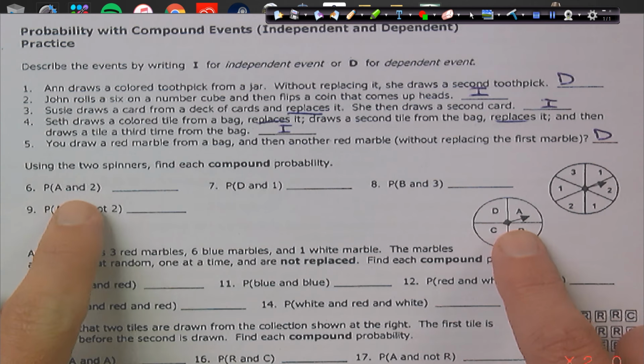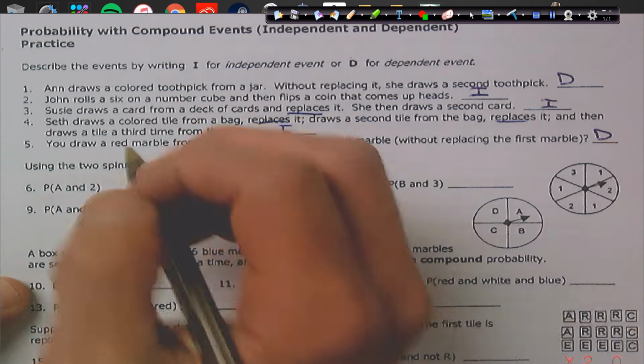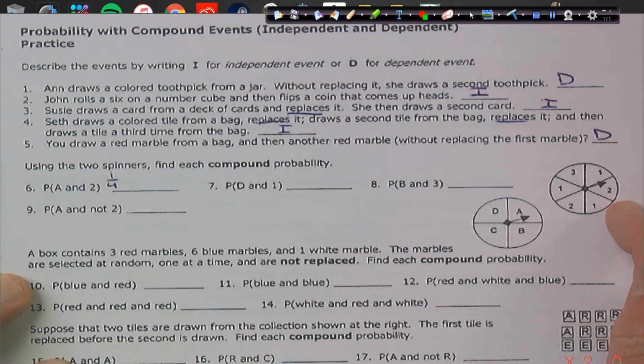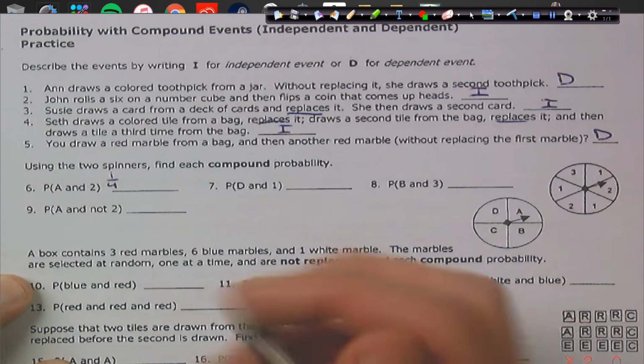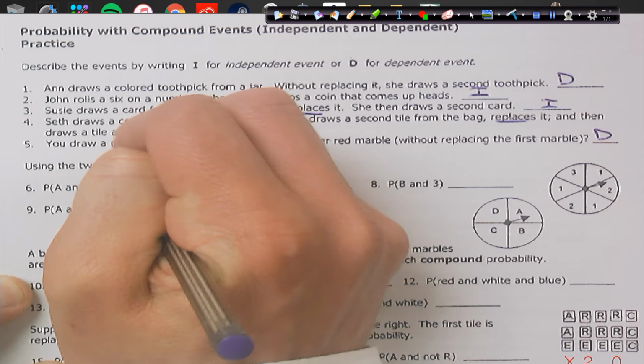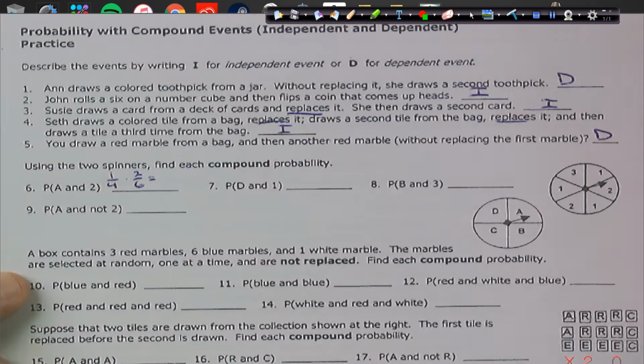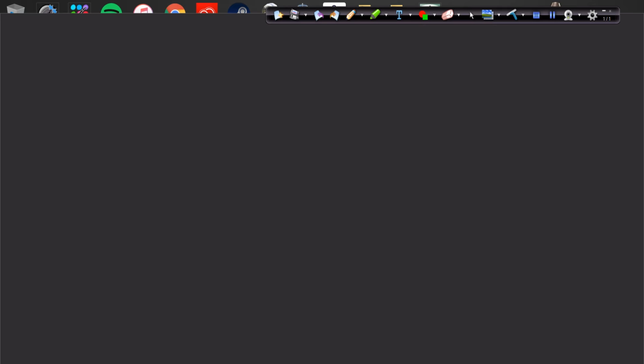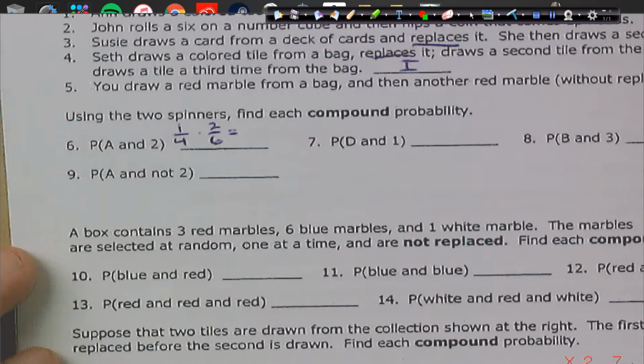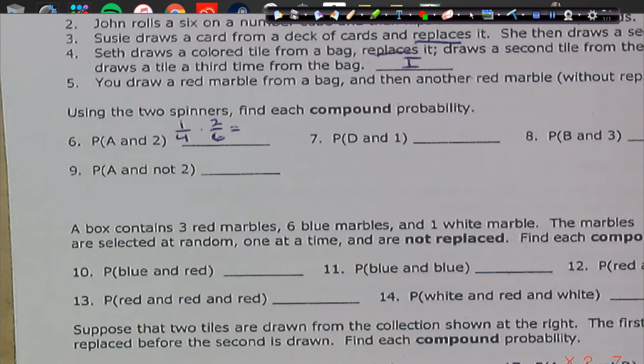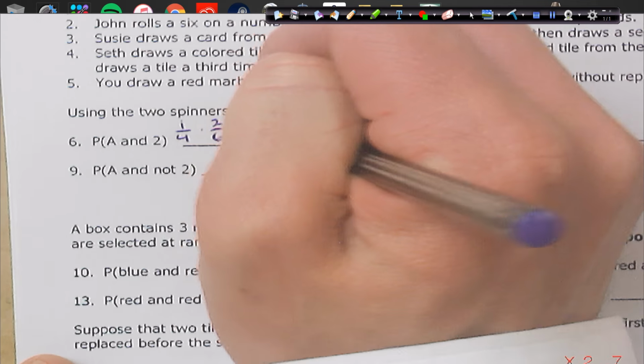First of all, the probability of A is going to be 1 out of 4. And the probability of getting a 2 is going to be 2 out of 6. Multiply those together. We're going to zoom in here real quick. So 1 out of 4 and 2 out of 6. We multiply these two together and we get 2 over 24, which becomes 1/12.